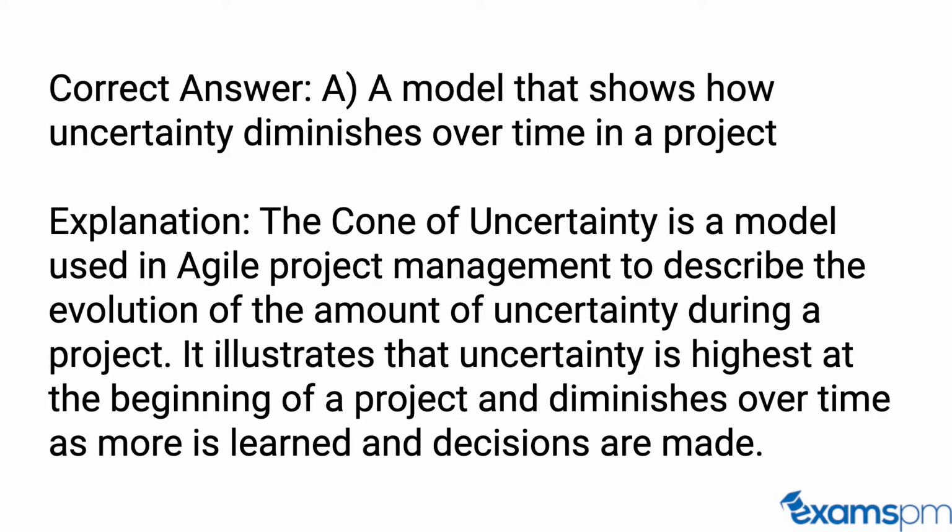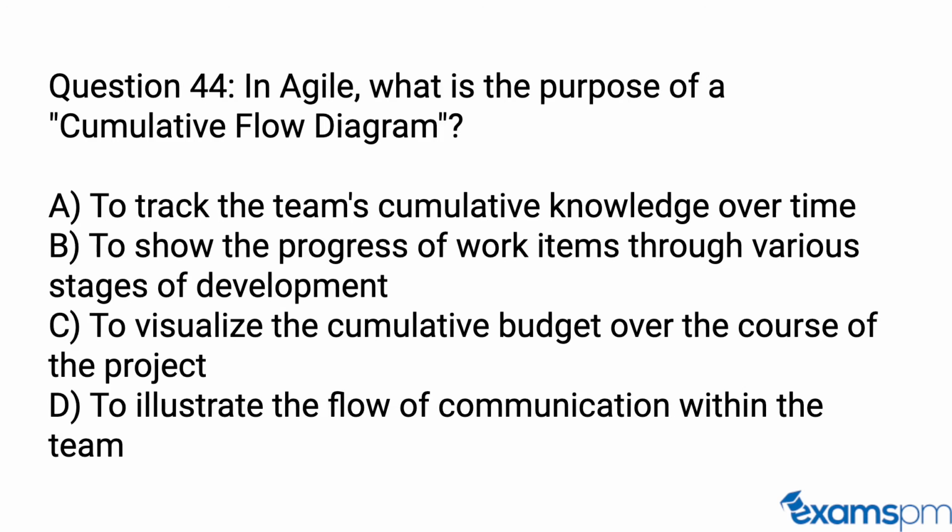Correct answer: A. A model that shows how uncertainty diminishes over time in a project. Explanation: the cone of uncertainty is a model used in agile project management to describe the evolution of the amount of uncertainty during a project. It illustrates that uncertainty is highest at the beginning of a project and diminishes over time as more is learned and decisions are made.